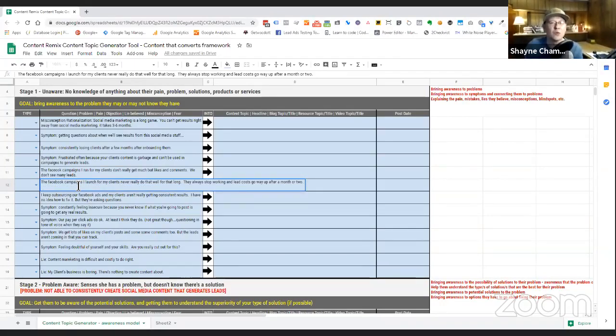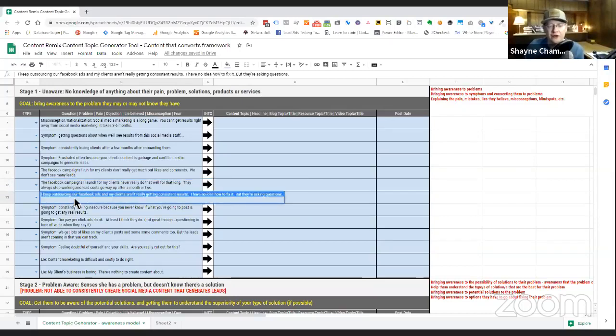They might get results for one or two months, but then those lead costs start going up, and the leads drop way down, and it's like, what do we do now? We don't have any ideas in the hopper on what we're going to do next, right? This is another one: I keep outsourcing our Facebook ads for my clients and aren't really getting any consistent results, and I don't have any idea, because I don't have control over it, how to fix that.